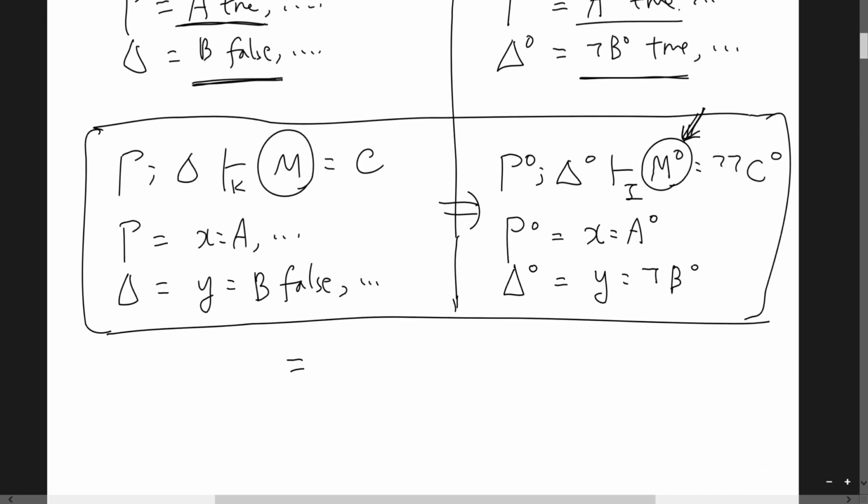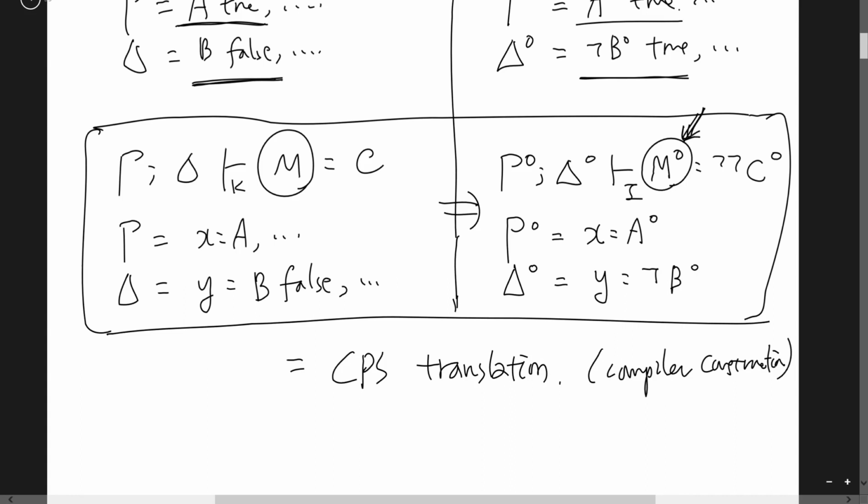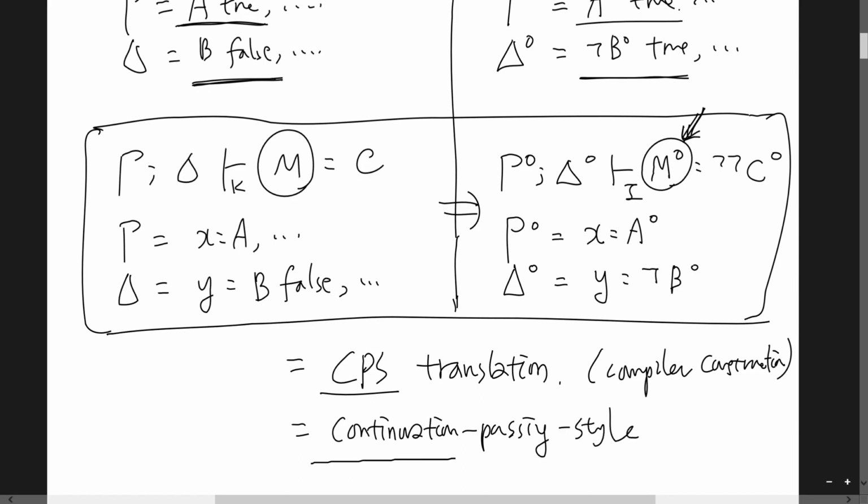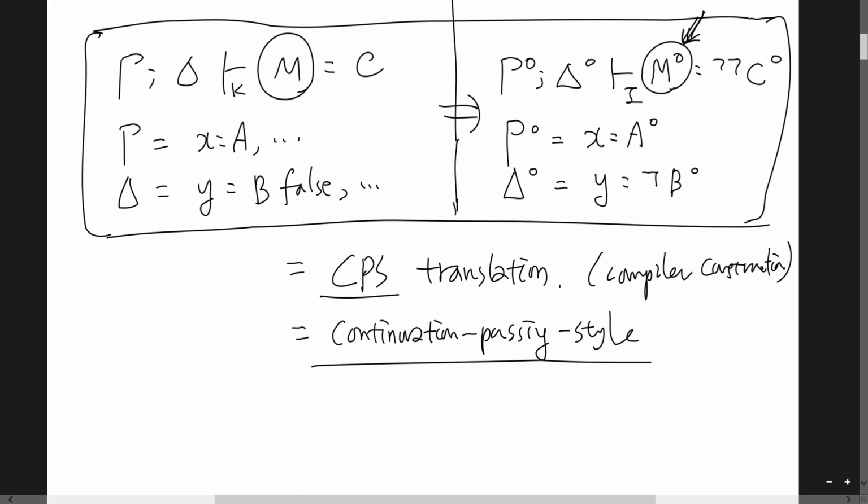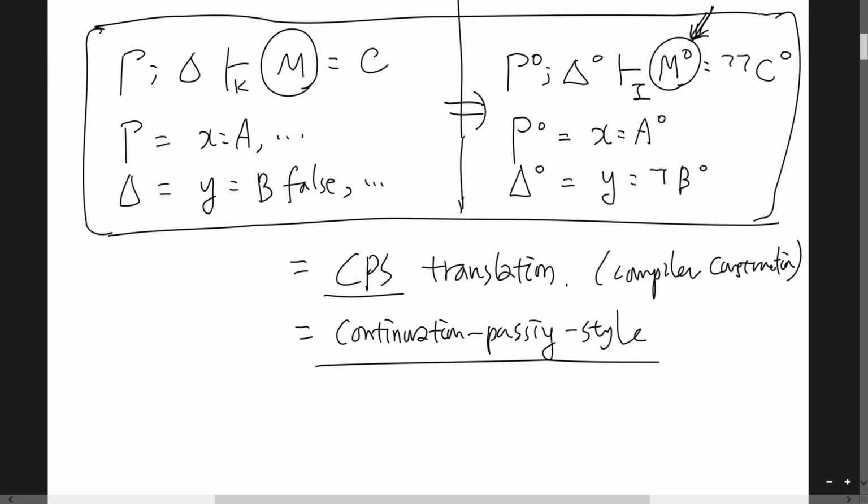And this is called CPS translation, an important technique in compiler construction. Although it's not quite popular these days, CPS stands for continuation passing style translation. And as I said before, in this translation, the notion of continuation plays the key role.